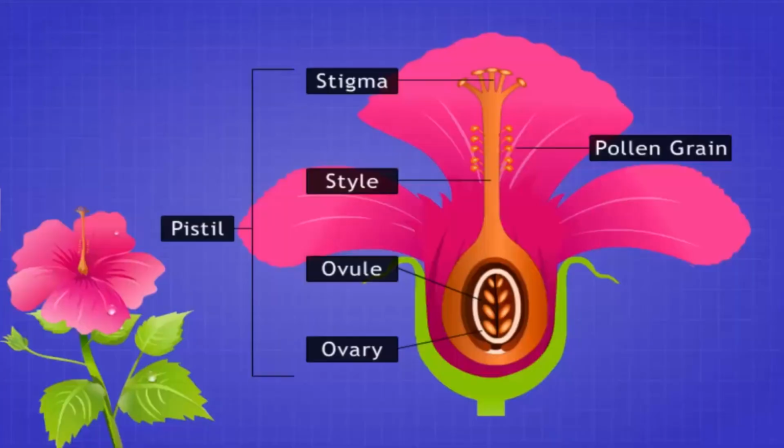The long elongated part of the pistil is called the style. It supports the terminal part of the pistil called the stigma. The stigma helps to collect pollen grains during pollination.